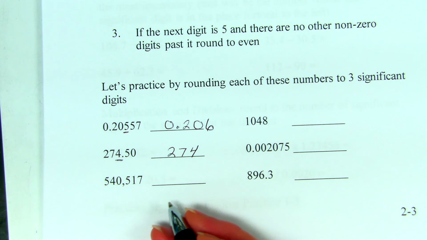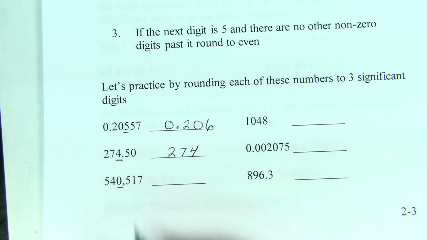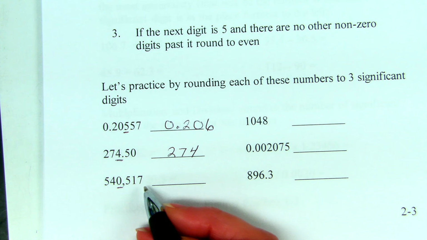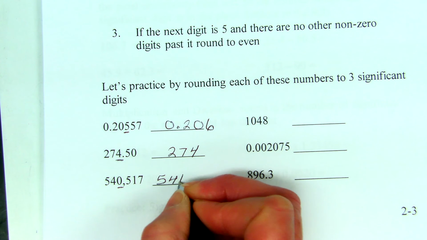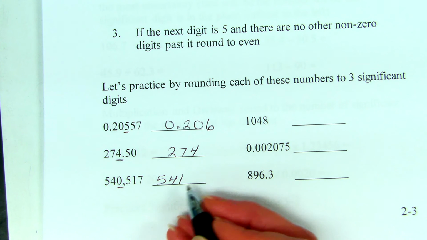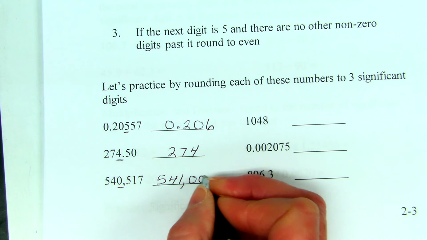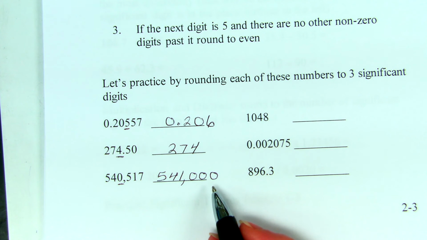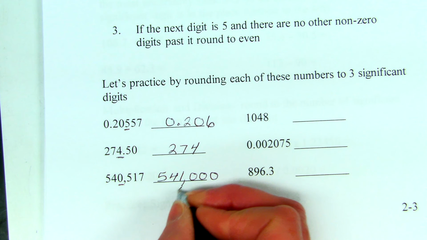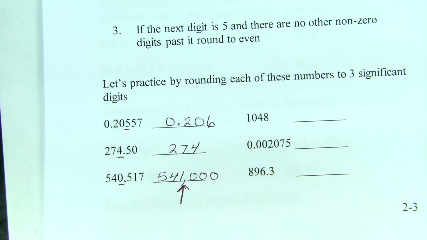540,517. Well, if I want 3 digits that are significant, I'm going to have to stop here in the 1000s place. When I look at this, 517 is more than 5, so I write 541,000. Now, I can't just truncate. I have to add placeholder zeros so that I know it's 541,000 and not 541. But those zeros are not significant because they are trailing zeros with no decimal point written in the number. And what this means is that my measurement was only good out to the thousands place.